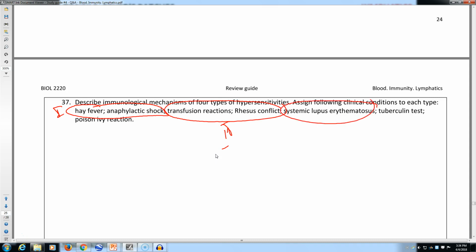Lupus. TB test, poison ivy. I always tell you, every study guide is the closed list, which means I will not ask you what are the mechanisms underlying multiple sclerosis or rheumatoid arthritis. We mentioned it, but it's not there. Good? Moving on.